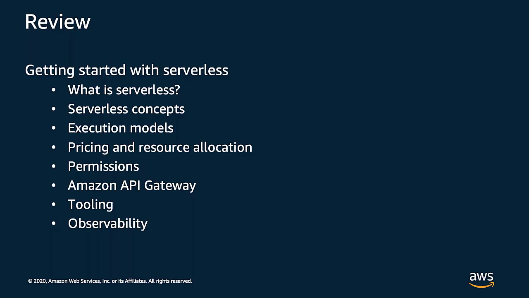We've covered permissions for AWS Lambda functions and understanding both what can invoke our function and what our function can access while it's executing. We covered Amazon API Gateway, the front end for your serverless web application that allows you to handle incoming requests from your clients. We covered some tooling and how you'll want to be using a framework when you're building your serverless web application. And finally, we discussed observability with metrics, logging, and tracing.